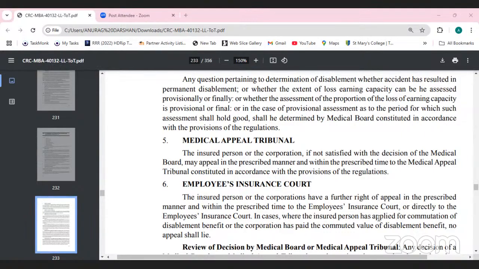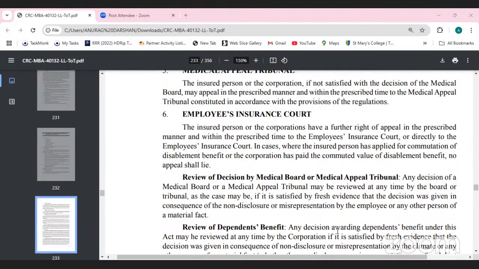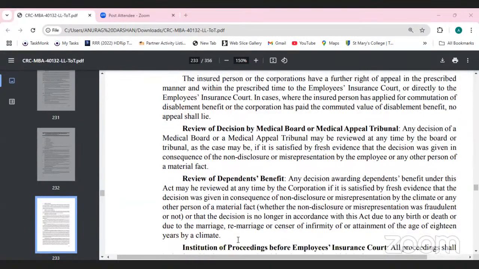Now, employees insurance court: the insured person or the corporation has a further right to appeal in the prescribed manner within the prescribed time to the employees insurance court, or directly to the employees insurance court whenever there is any issue relating to the disablement or the benefit or the commuted value. And the decision of the medical board or medical appeal tribunal will be reviewed if it is satisfied by fresh evidence that the decision was given in consequence of non-disclosure or misrepresentation of a material fact by the employee or any other person. And on review of dependents benefit, any decision awarding dependents benefit under this Act may be reviewed at any time by the corporation if it is satisfied by fresh evidence.